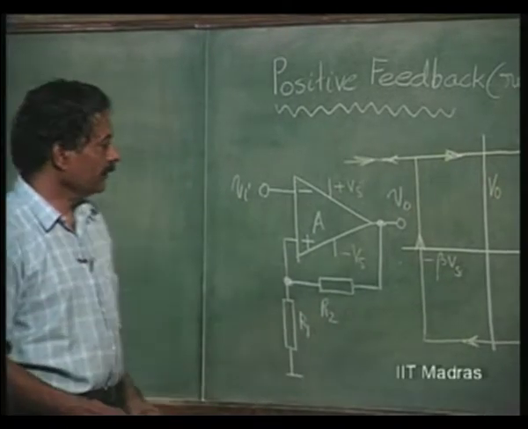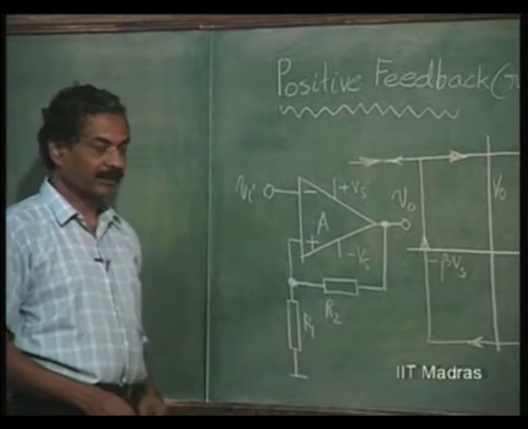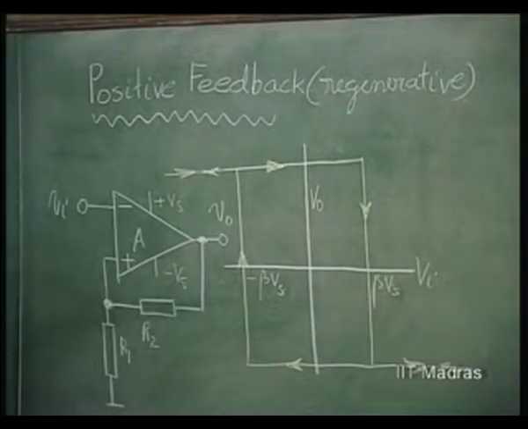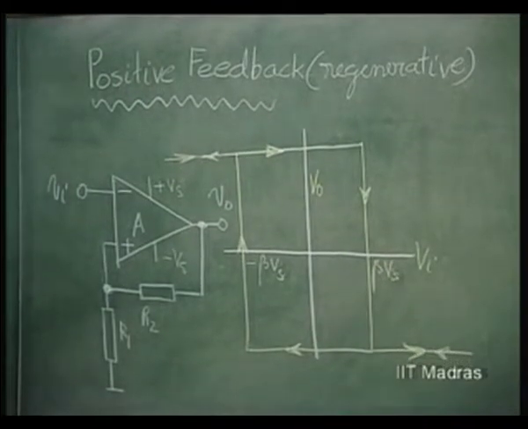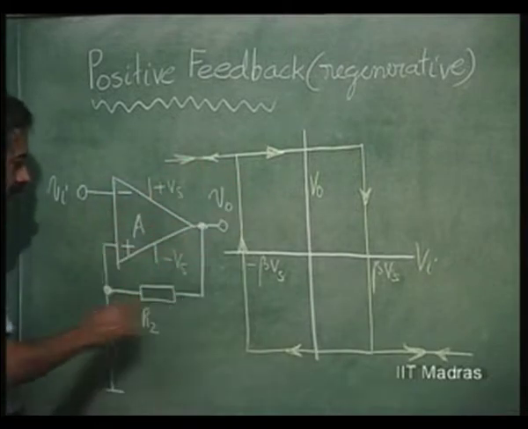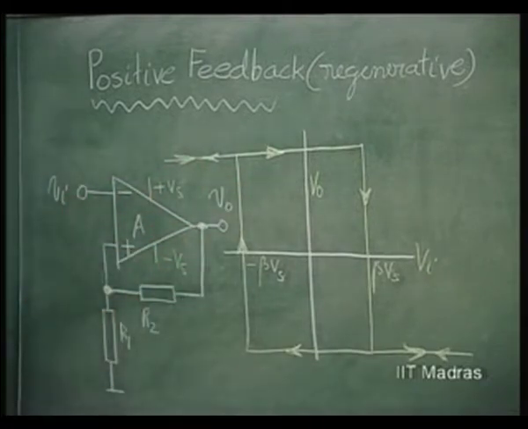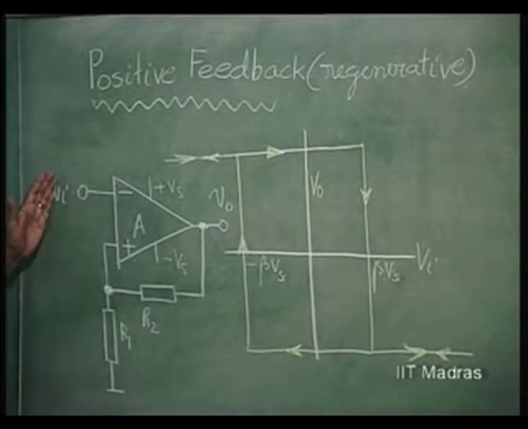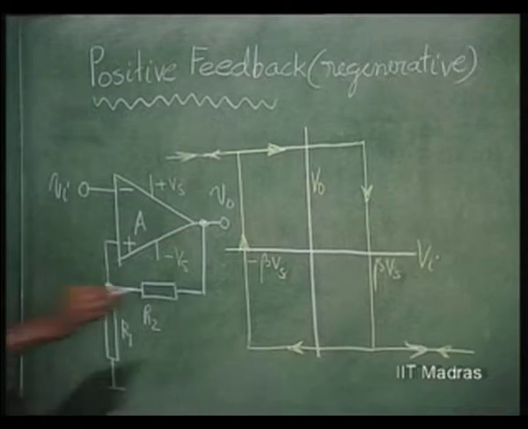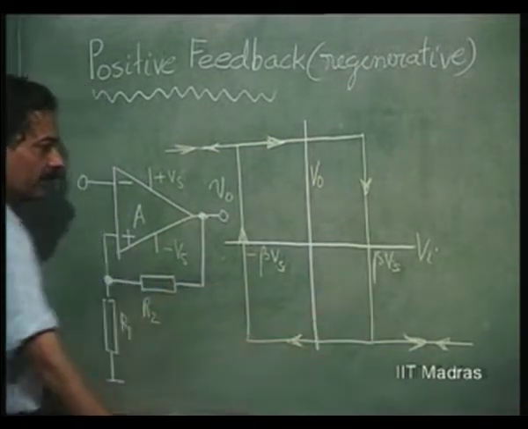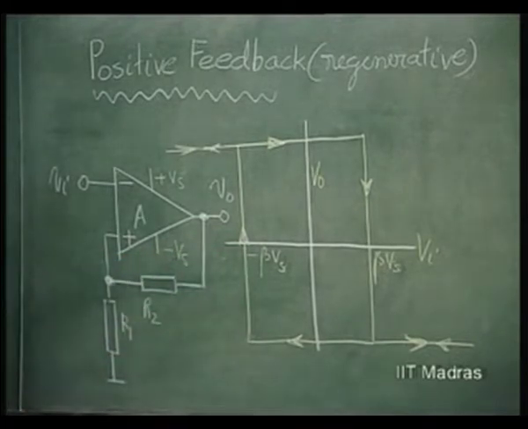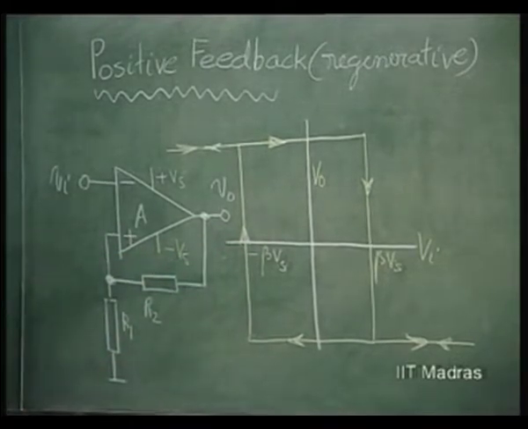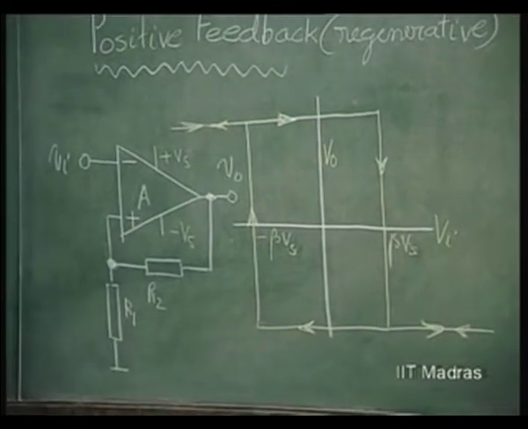We had discussed positive feedback, which is regenerative, and we said this is a very useful configuration with memory, that is hysteresis. The circuit understands how the input is varying, whether it is increasing or decreasing. If the input is increasing, it changes state at a particular point, and if the input is decreasing, it changes state at another point. So, this is what is called memory.